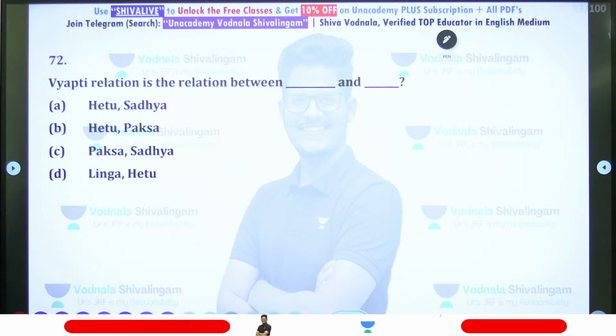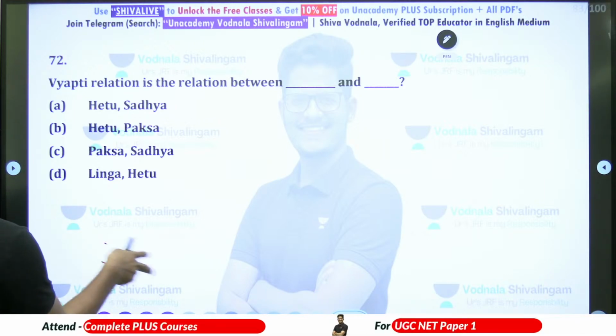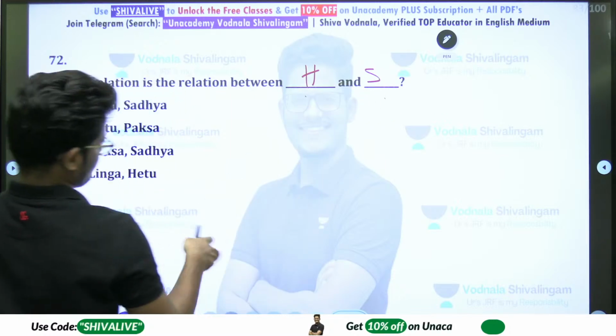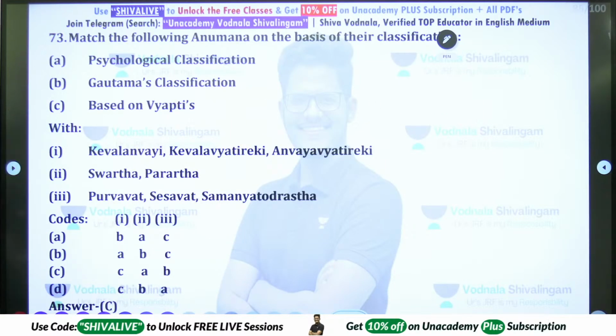It's a relationship between the Hetu and Sadhya, which is A. Hetu and Sadhya, which is middle term, major term. Match the following.